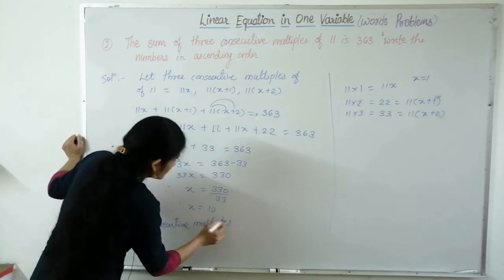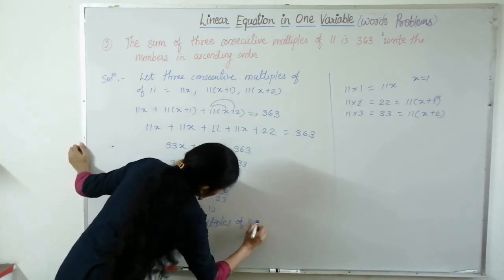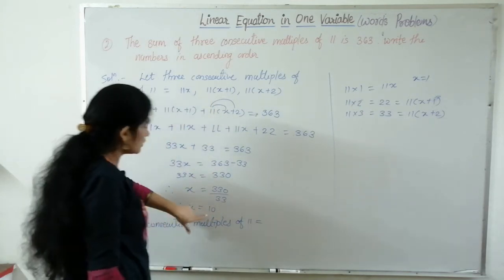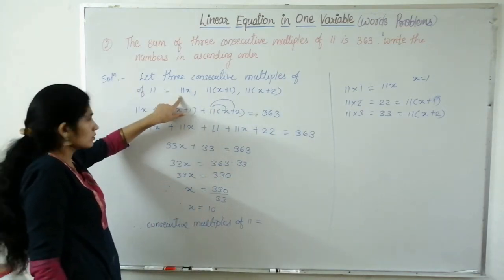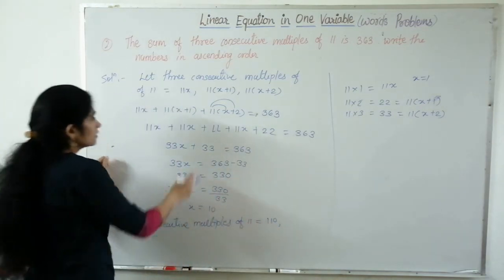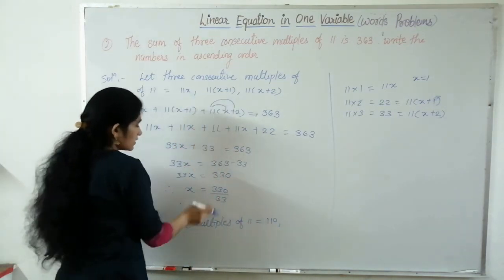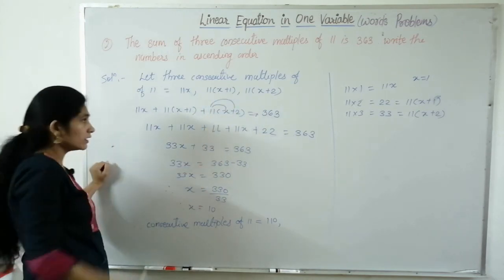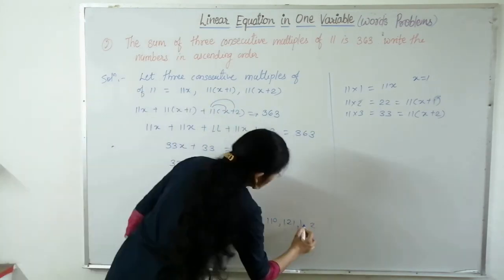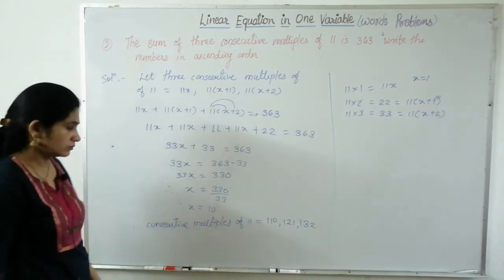of 11. Okay, you have to put x here. So 11 into, you have to put the value of x in these numbers. Okay, so 11 into 10 is 110. Then x is 10, 10 plus 1 is 11, 11 into 11 is 121, and the last one is 132.